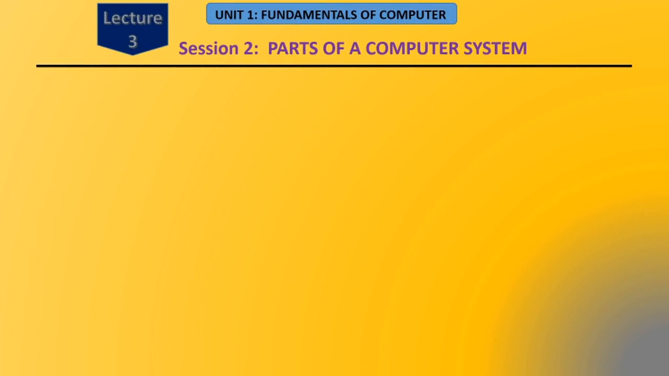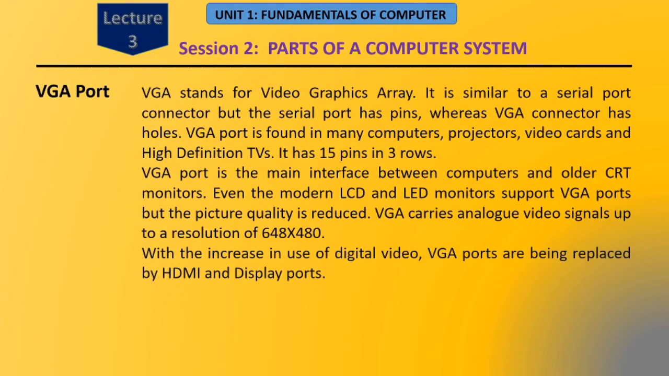Next type is VGA port. VGA stands for Video Graphics Array. It is similar to a serial port connector, but the serial port has pins, whereas the VGA connector has holes. VGA port is found in many computers, projectors, video cards, and high-definition TVs. It has 15 pins in 3 rows. VGA port is the main interface between computers and older CRT monitors. Even modern LCD and LED monitors support VGA ports, but the picture quality is reduced.